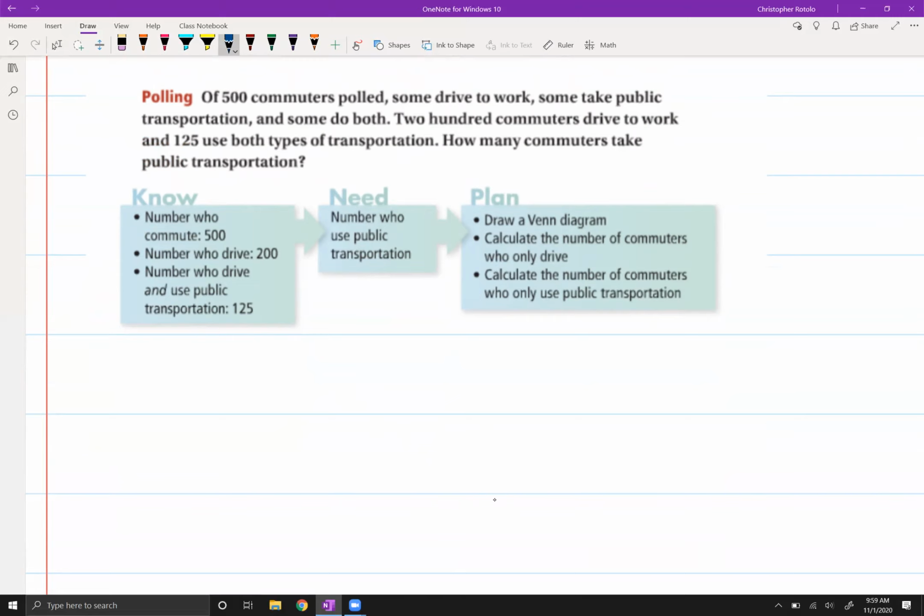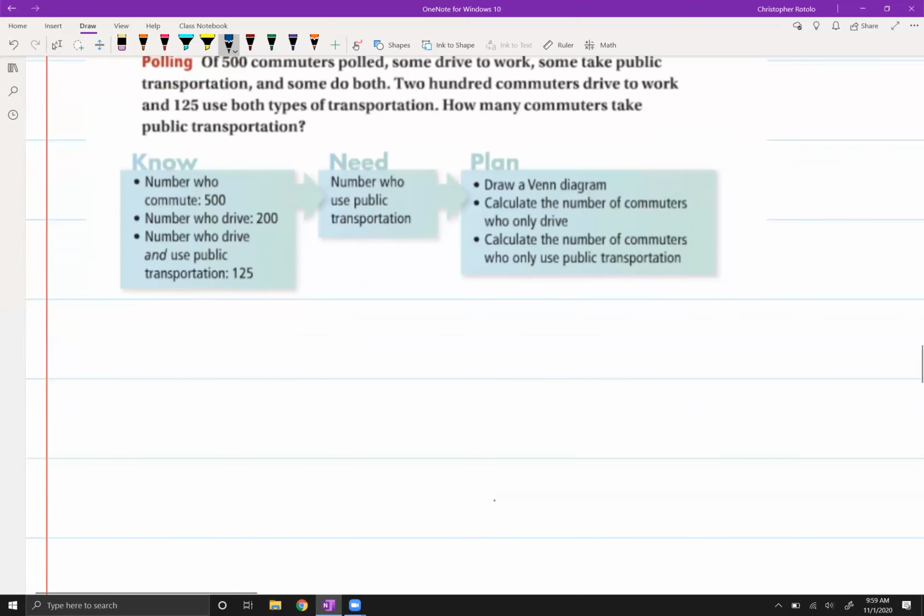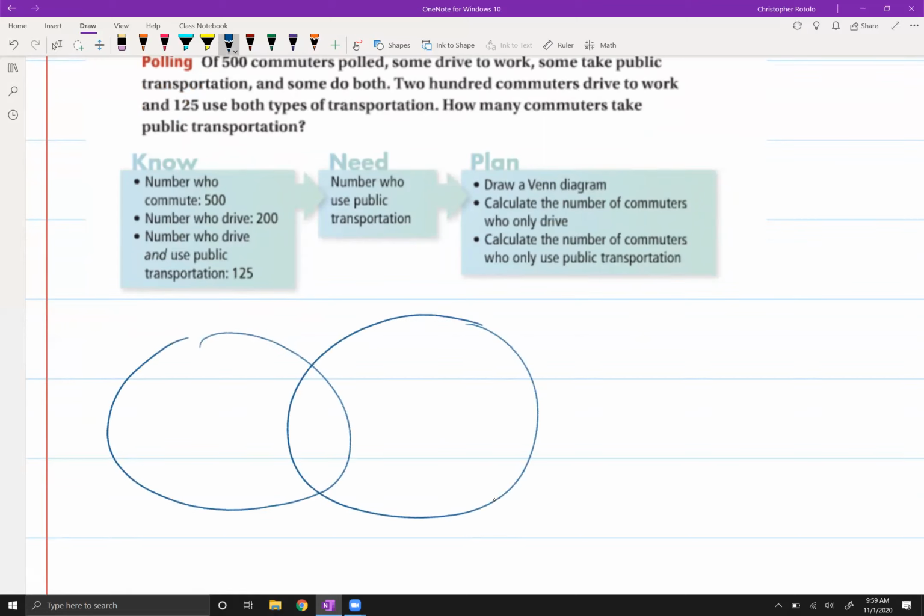All right, 200 commuters drive to work and 125 use both types. How many commuters take public transportation? All right, so we have some overlapping ideas right now. So let's get a Venn diagram put on here first, and let me label some things that we have. So some of them drive, some of them take public transportation.